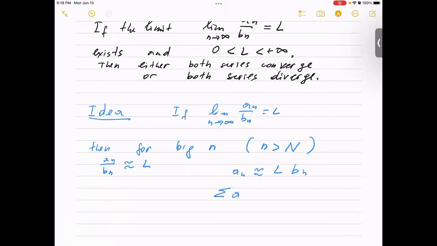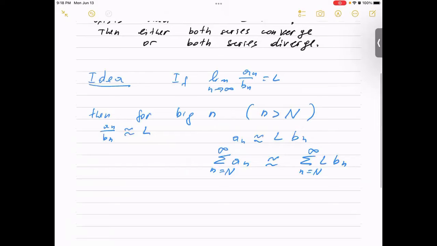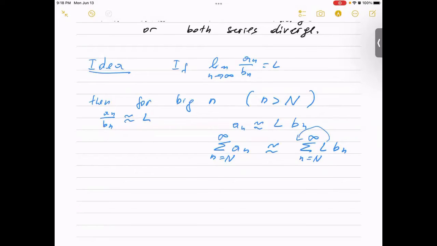Then if we add up all the terms starting at that capital N, and we add all the L times b_n starting at capital N, those two expressions will be approximately equal. So after factoring L outside, we get that the infinite sum of a_n, starting at capital N to infinity, is approximately equal to L times the infinite series of b_n starting at capital N to infinity.